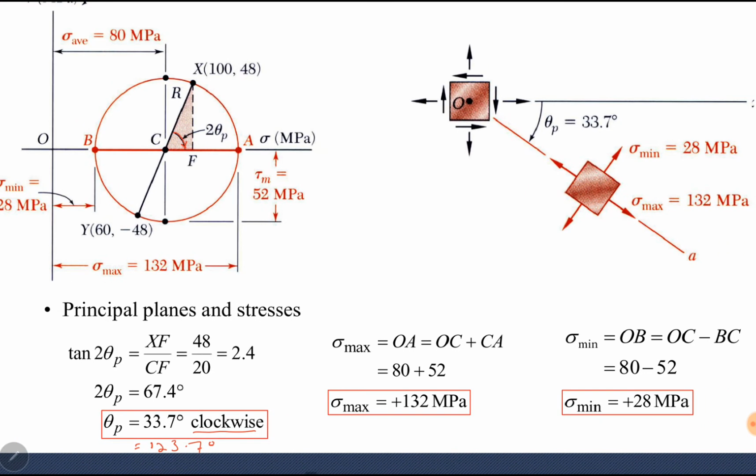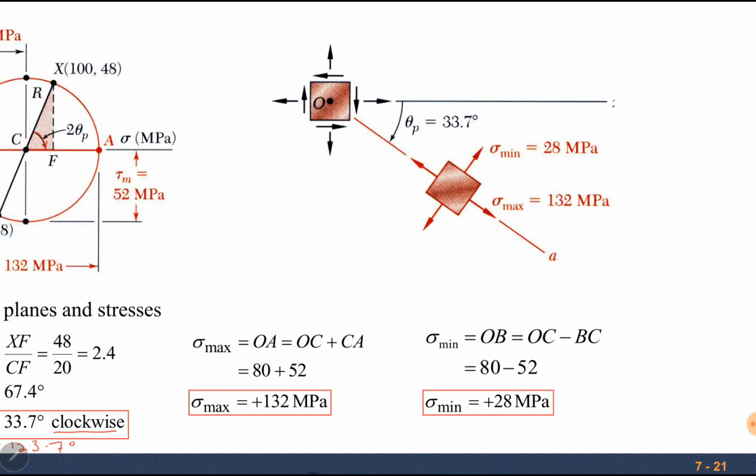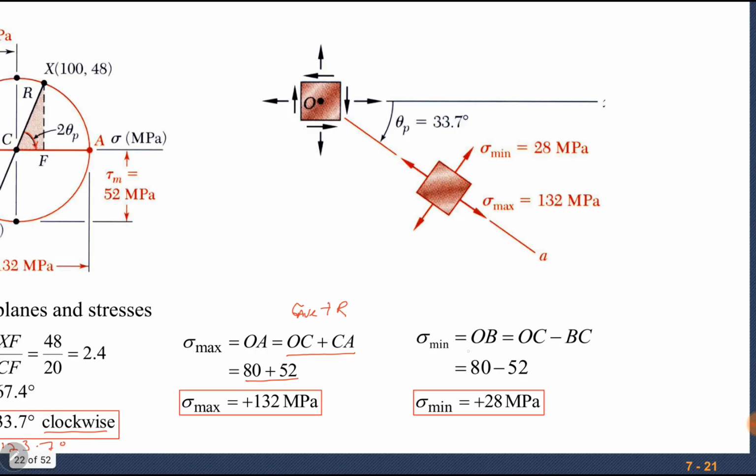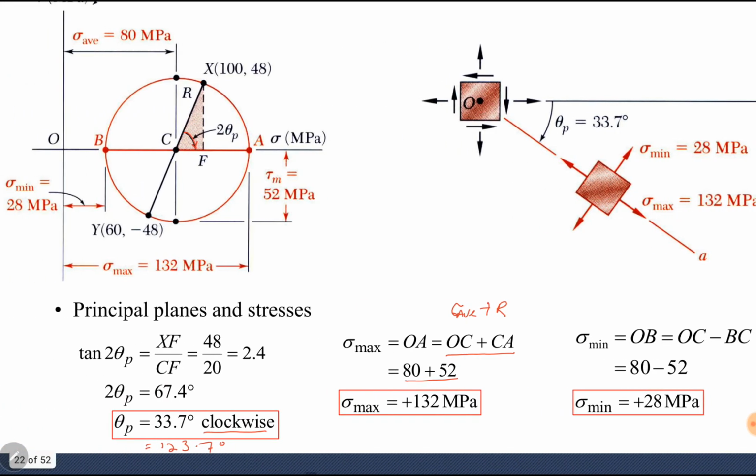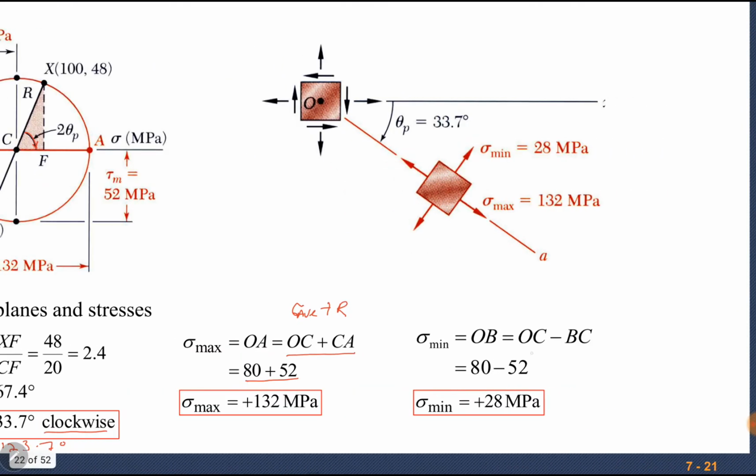Sigma maximum is equal to OA. Similar to the previous problem, we have found it as OC plus CA, and by adding those two values, OC is sigma average, CA is radius. Sigma average plus radius. Similarly, sigma minimum is OB, which is OC minus BC. Sigma average minus radius, 28 megapascal.